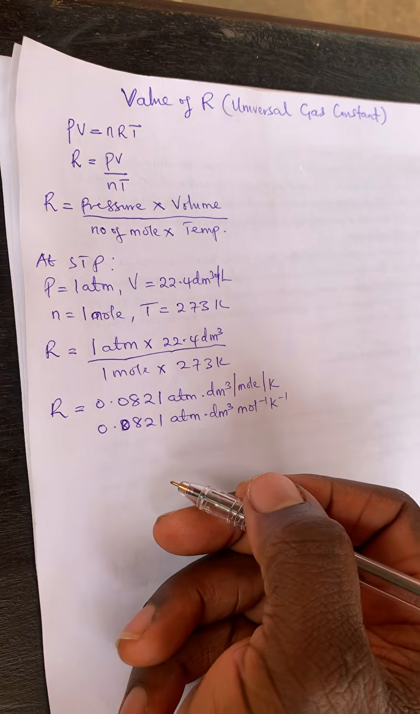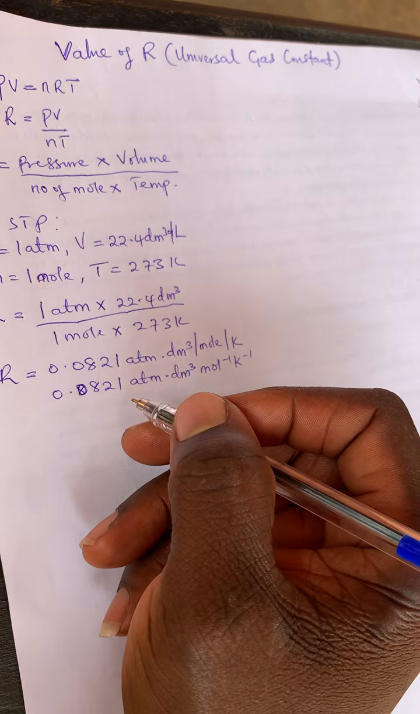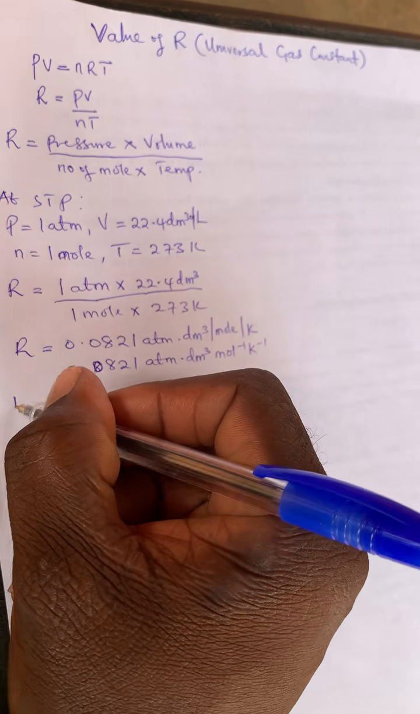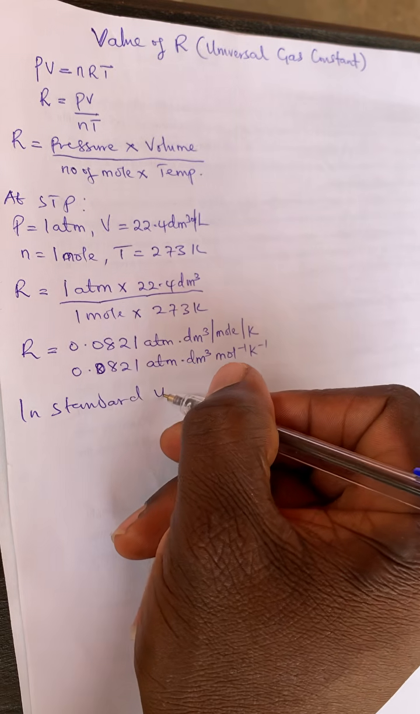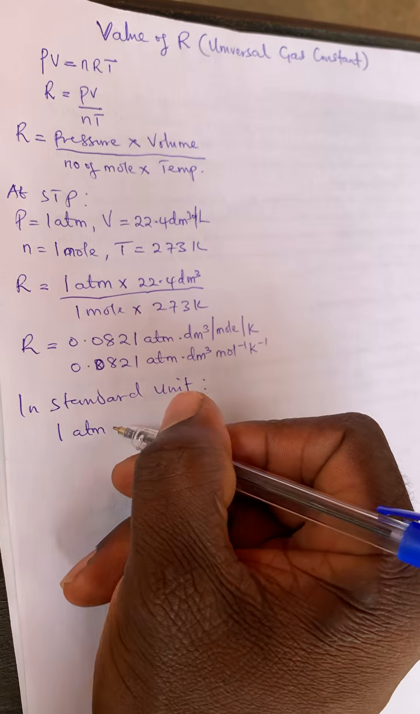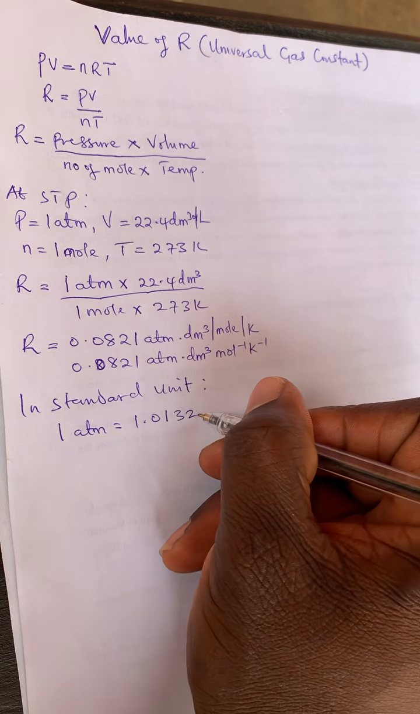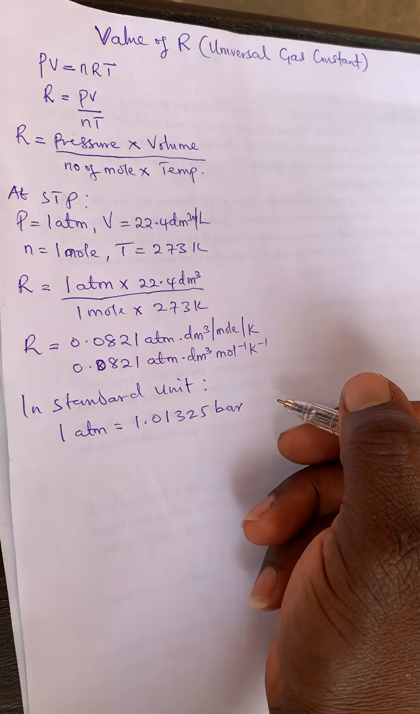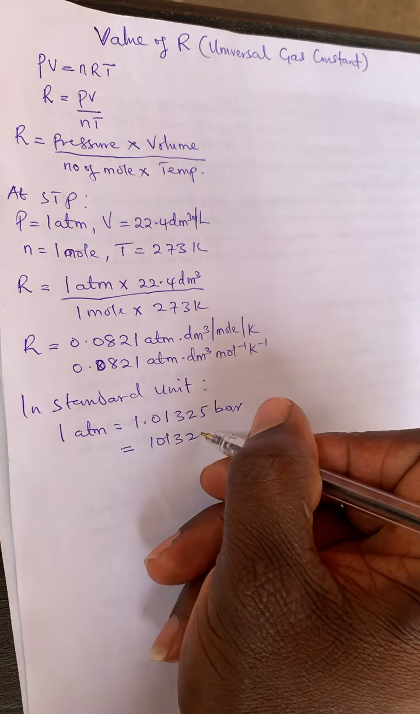Now, these are not standard units. However, we can write this in standard units. If you remember, 1 atm is equal to 1.01325 bar, and this is also equal to 101325 Pascal.